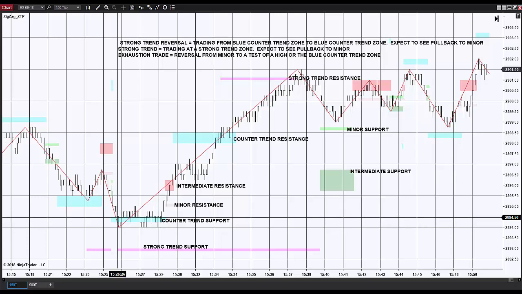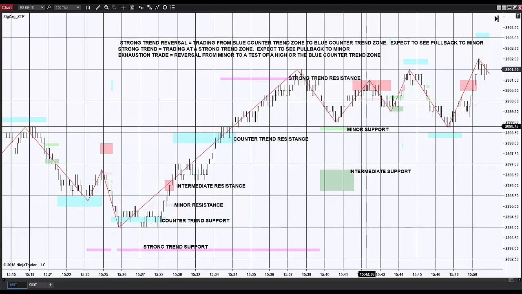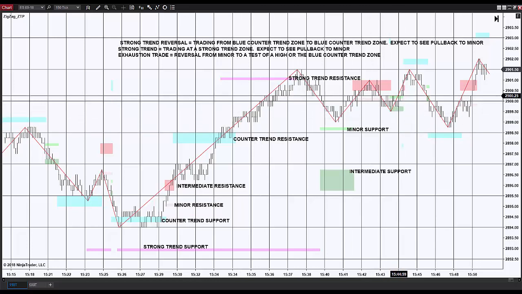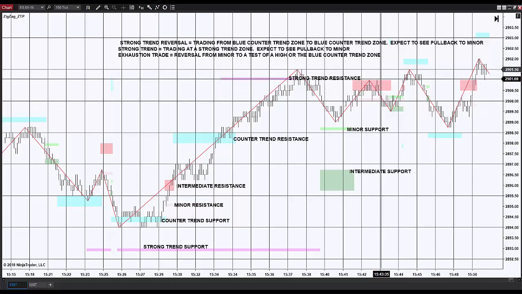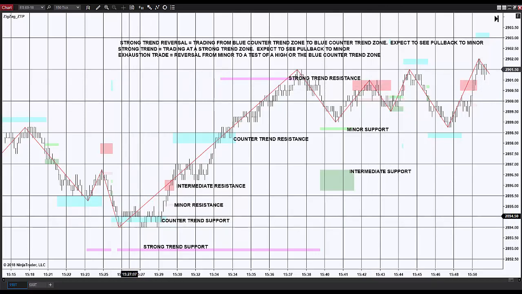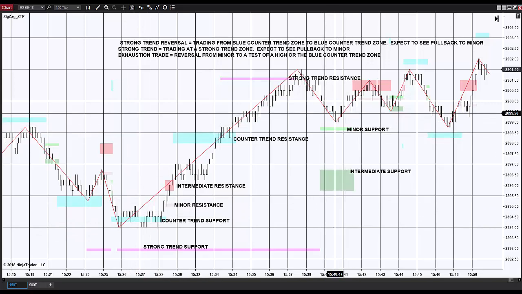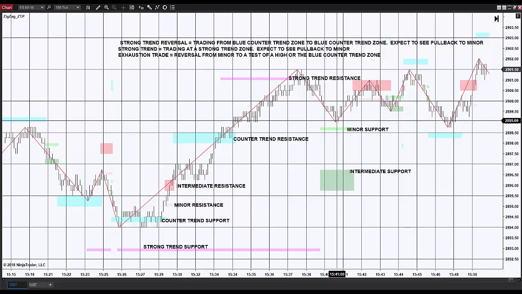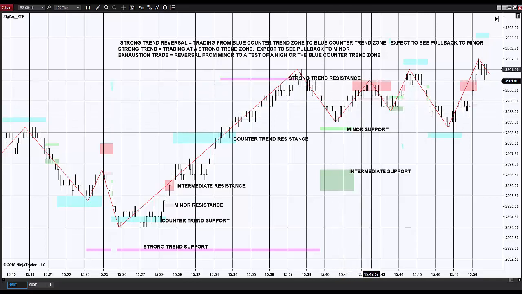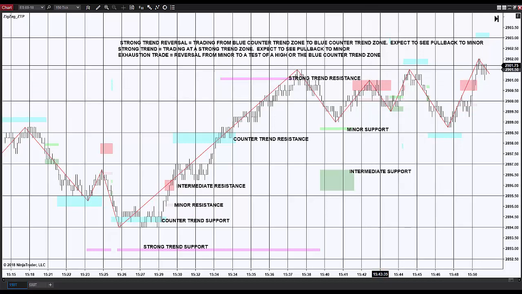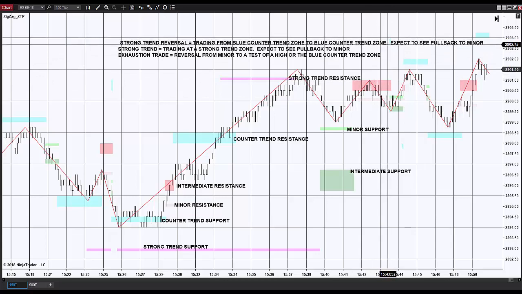Now, here's one caveat about the exhaustion trade. This is an exhaustion trade here, and this is an exhaustion trade down here. And what's important to understand is that when we have this reversal from minor right here, when we form the new zone and we're testing the high, that is the beginning of where an exhaustion trade may form. It may trade all the way up to here, which is where the blue counter trend zone is.